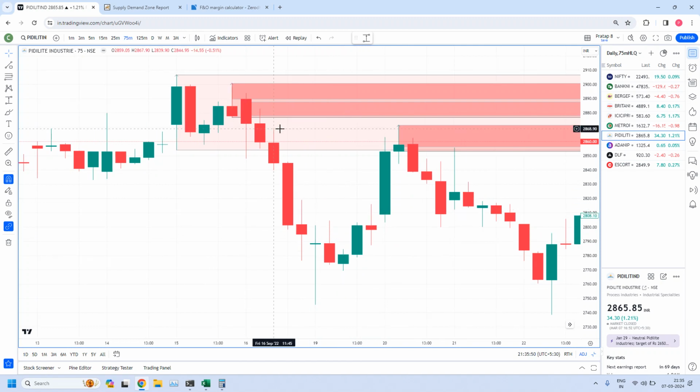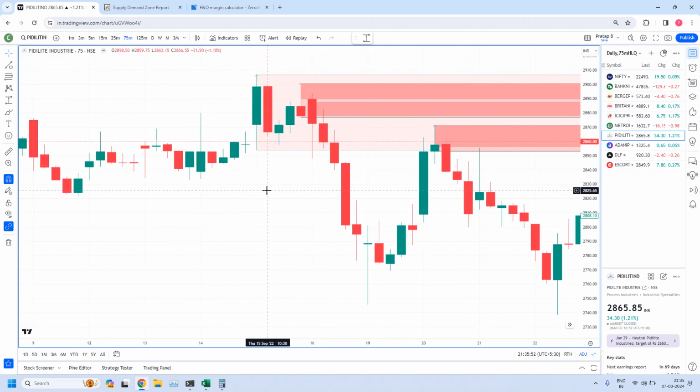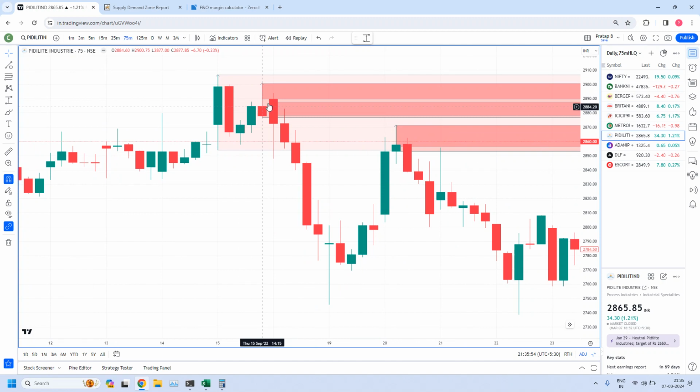We got two zones. Rally, base, drop candle. ERC candle having good body. Body is good. ERC candle more than 30% body is a good body, good candle. And after that follow through candles also there. So it's a valid 75 minute zone.